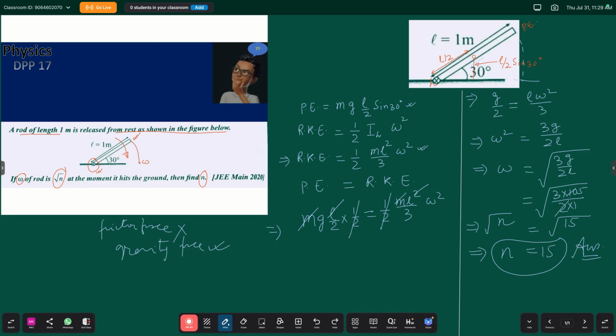So this problem is basically based on the conservation of energy. Here, since your rod does not have any translational motion, it is only the rotation case. So energy has been converted from potential energy to rotational kinetic energy. Hopefully you understood the concept.